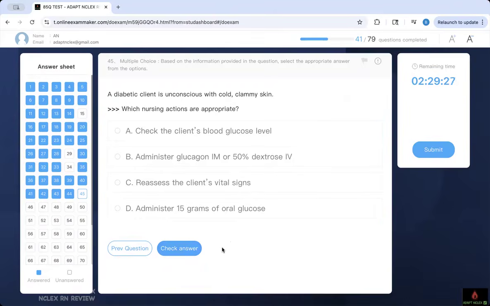And then 45, almost done. Because of the case study, we have fewer questions to deal with. All the questions were in the case study. So stay with me. We're almost done.